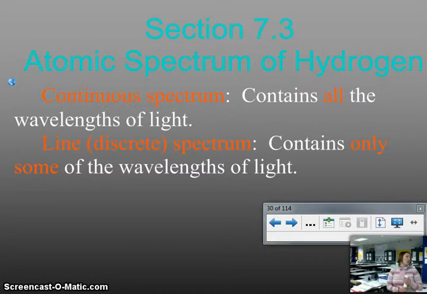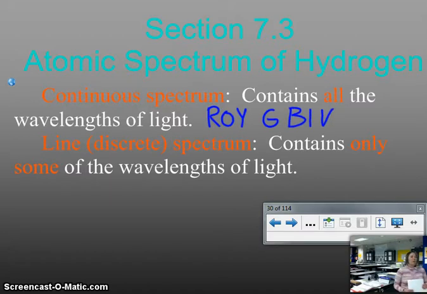If you look at a continuous spectrum, it contains all the wavelengths of light. It contains all the visible wavelengths of light. You get this when light is passed through a prism. You're able to separate it into the wavelengths, and it's the whole Roy G. Biv spectrum of light. That is a continuous spectrum.